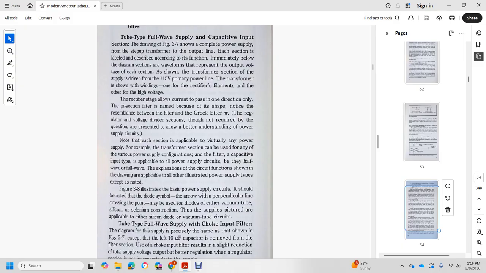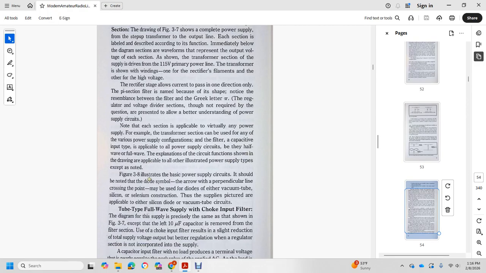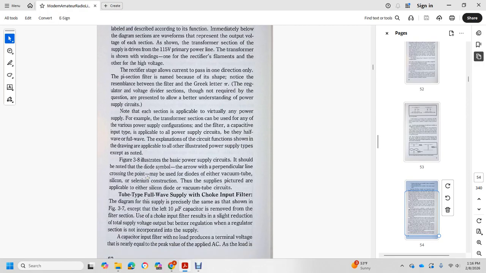For example, the transformer section used with any of the various power supply configurations, the filter, with the input type. The power supply circuits have half wave and full wave types. The explanation of certain functions is shown with the drawings applicable to the other illustrating power supply types, as noted. Figure 3A shows the basic power supply circuits.